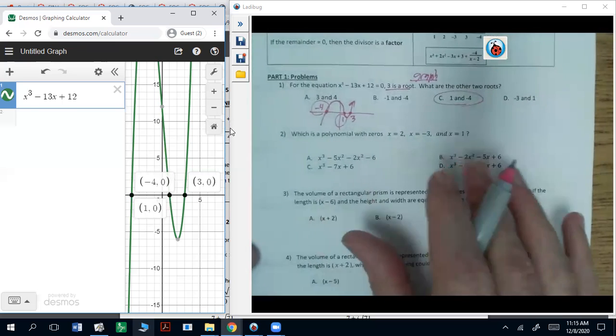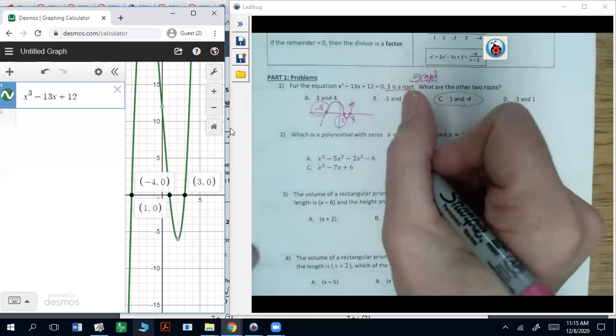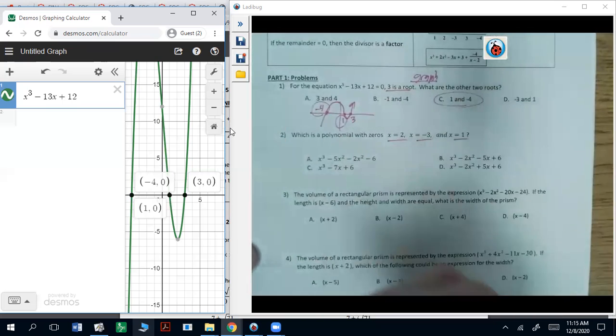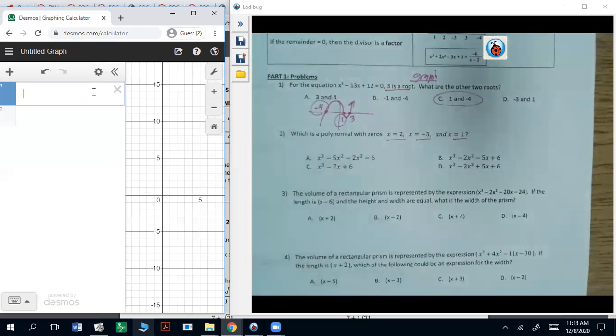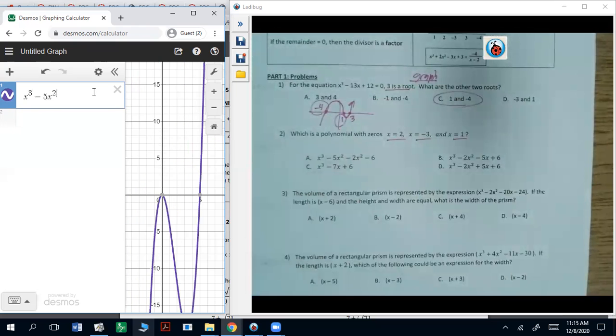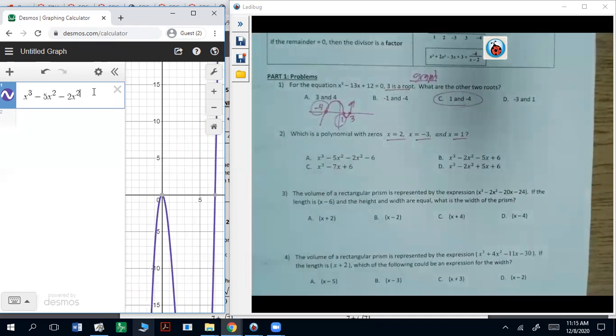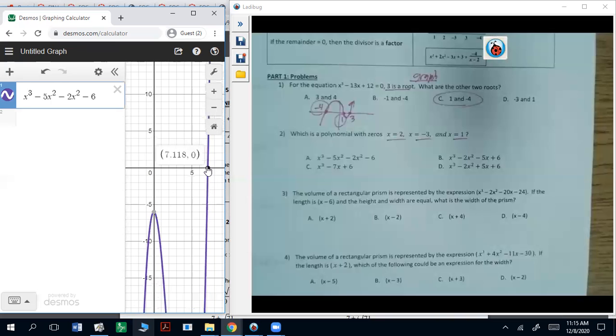Number 2 is using your answer choices to see which one gives you the zeros of 2, -3, and 1. So we'll graph each of the polynomials and see which one gives us those zeros. So we have x cubed minus 5x squared minus 2x squared minus 6. You can see this only gives us 1 zero at 7.118, so it's not going to be that one.